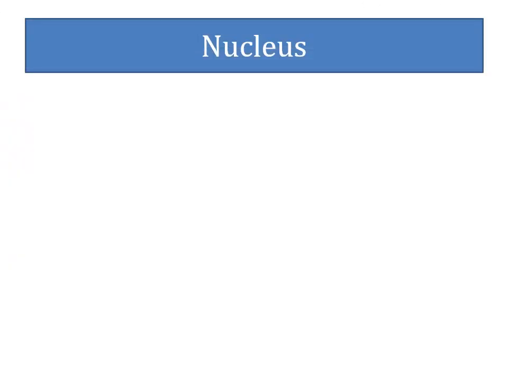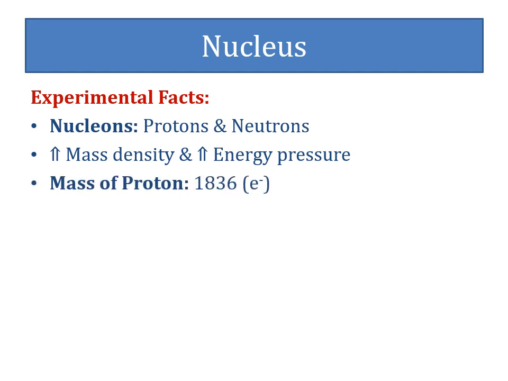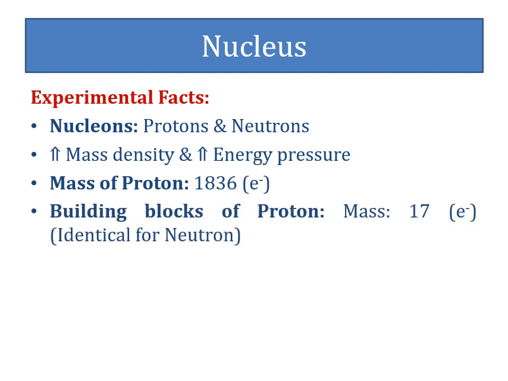Let's go through the experimental facts about the nucleus. The nucleus of the atom is made up of the positively charged proton and the chargeless neutron. The nucleus has the highest mass density, and it possesses very high energy pressure. Proton is 1836 times heavier than electron, but the building blocks of proton, that is 2 up quarks and 1 down quark, are only 17 times heavier than electron. And this is also true for neutron.